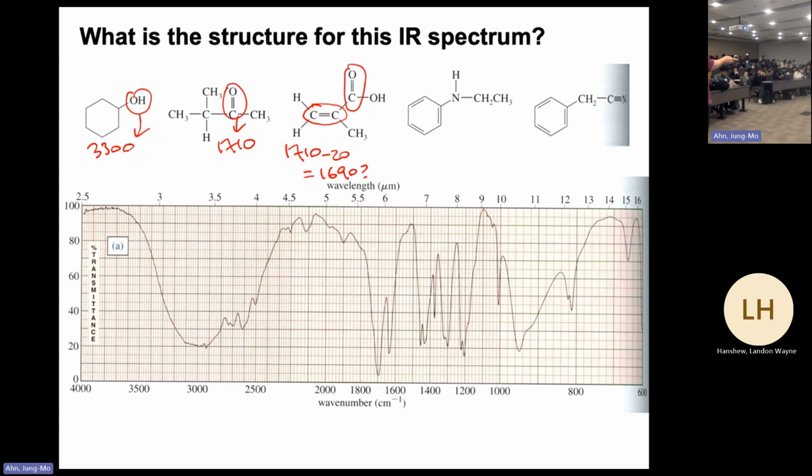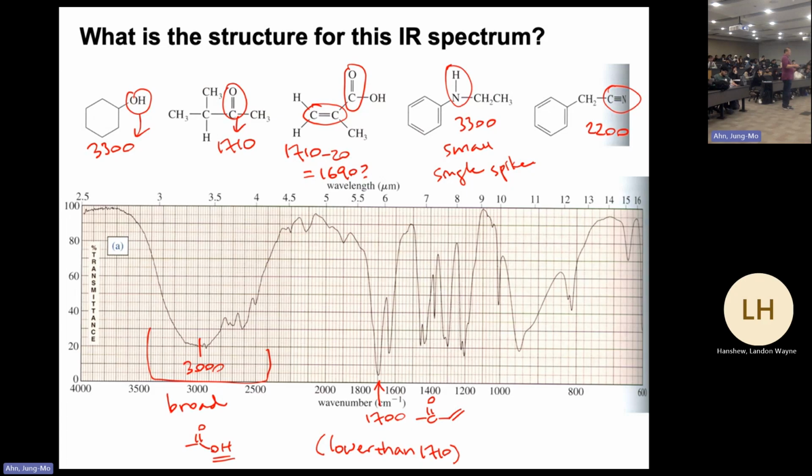On top of that, this OH is going to be a really broad signal like this, centered at 3000. That's basically that huge deep valley centered at 3000, which is very characteristic of carboxylic acid. And obviously, we have the carbonyl stretching signal going down right there. You can see that it's a little below, around 1700. That is an indication of this conjugation bringing the carbonyl signal lower than 1710. So spectrum A definitely makes sense with this structure.